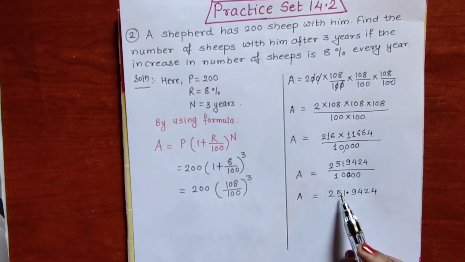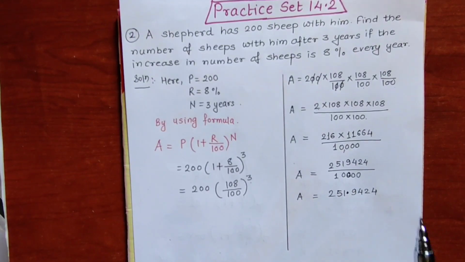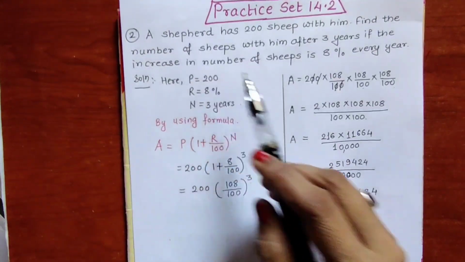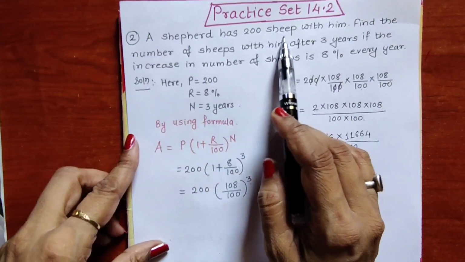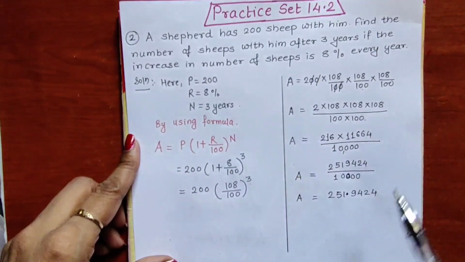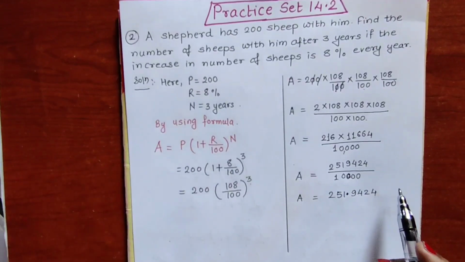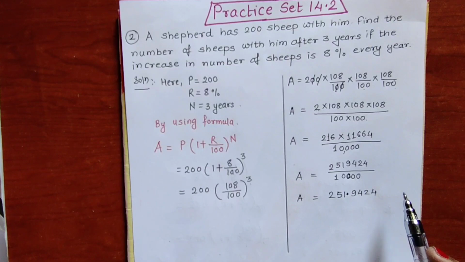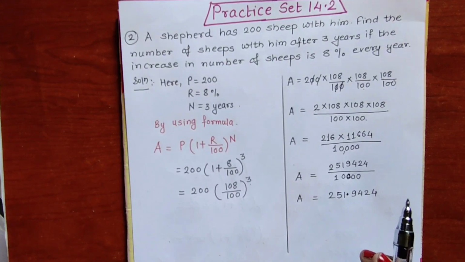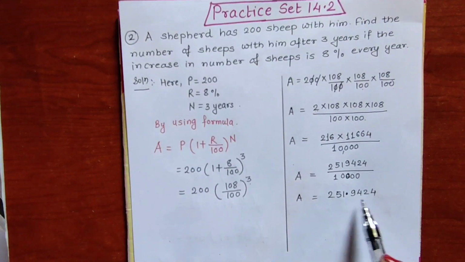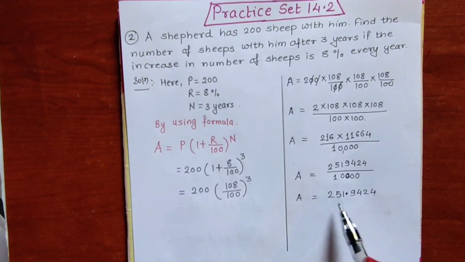Now see children, 251.9424 is the answer. The question is about the number of sheep. So the number of sheep cannot be in decimals, correct? The number of sheep should be whole. There cannot be half a sheep. Sheep are whole. A full sheep is there. So we will just make it a whole number.